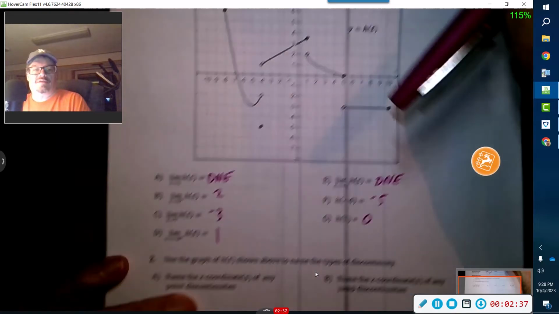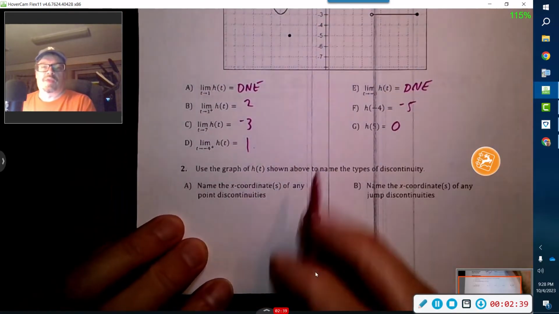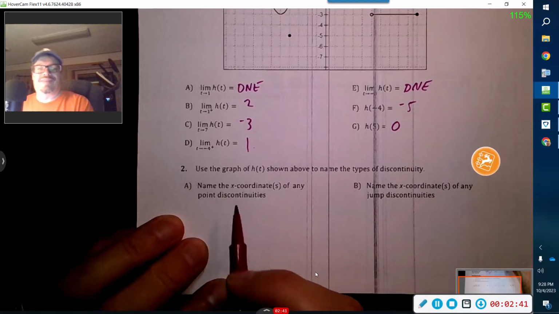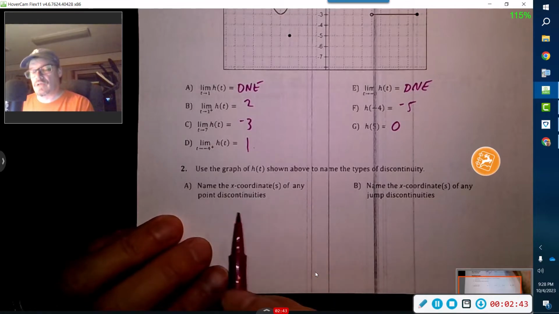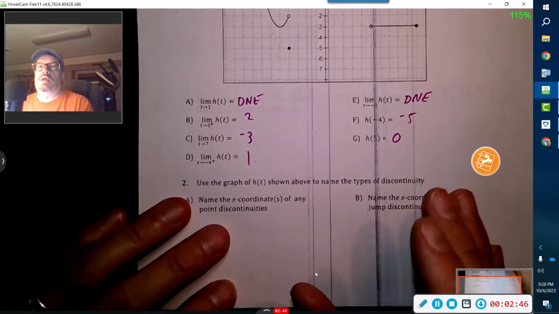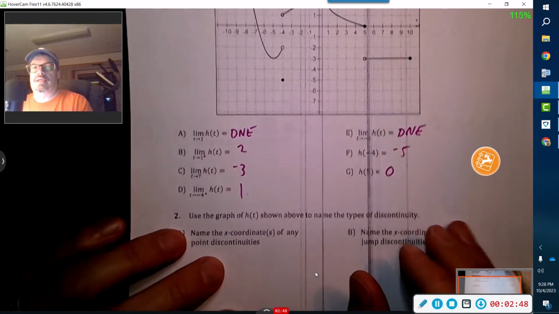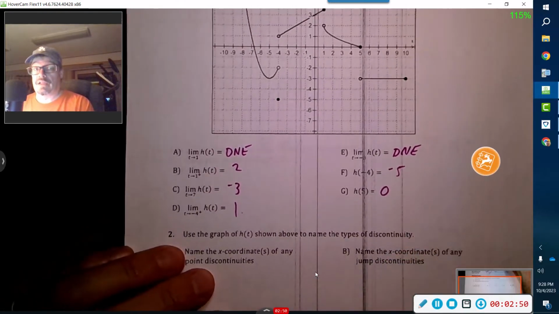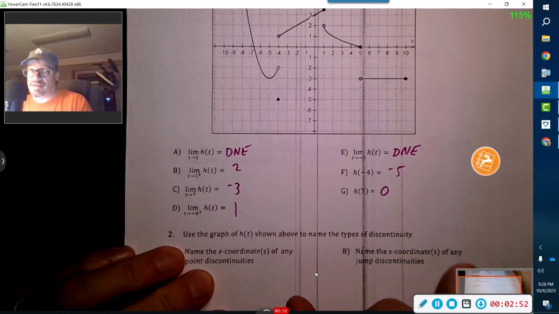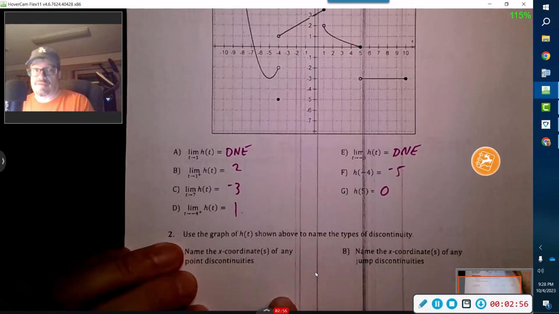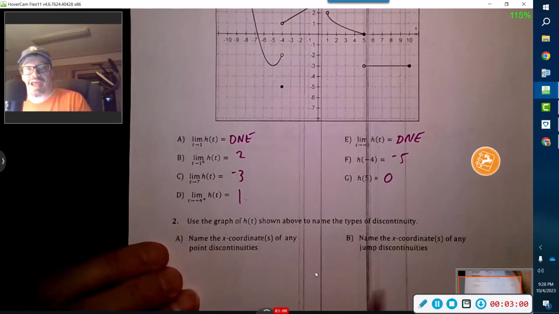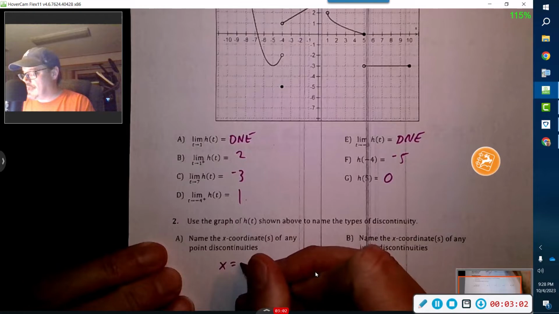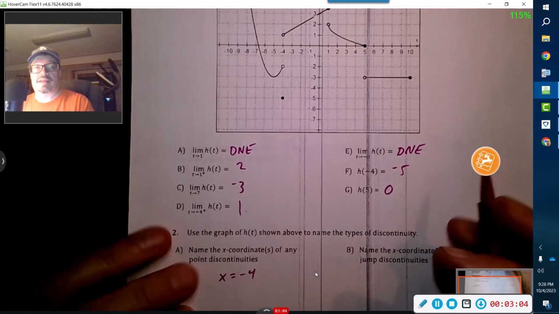Now here's an interesting question here though. Name the x-coordinate of any point discontinuities. Okay. Now a point discontinuity is where you have the left and the right limit equal the same number, but it's not defined there. Okay. Now the closest candidate we have is that x equals -4. That is in fact the only candidate.